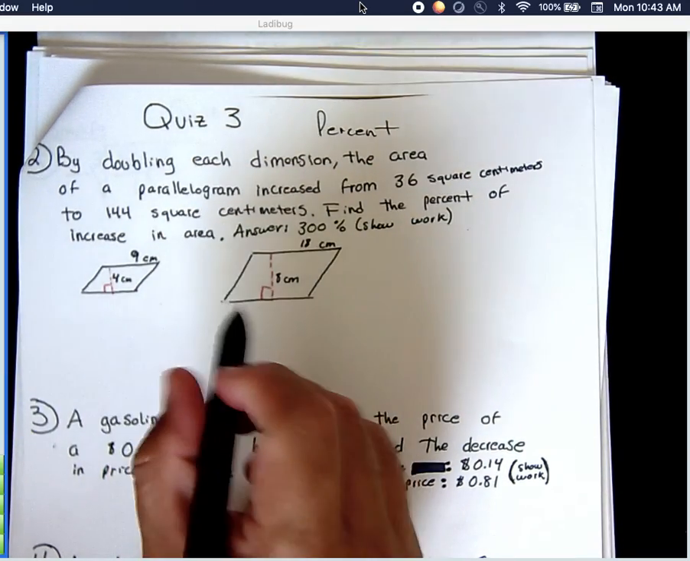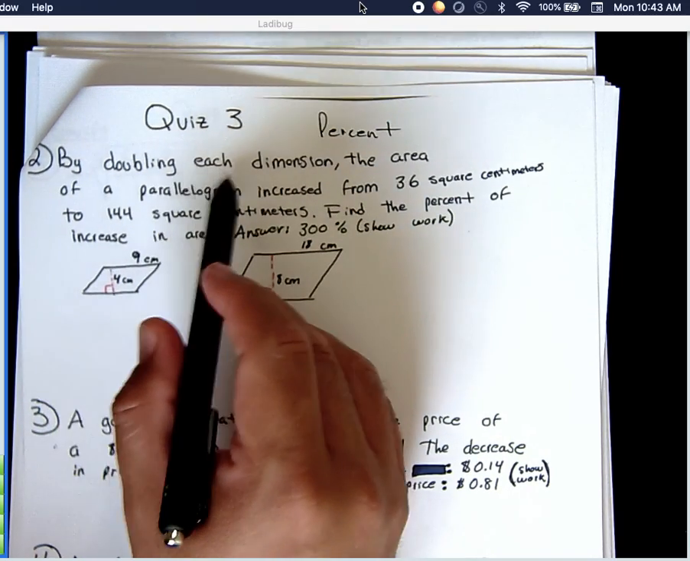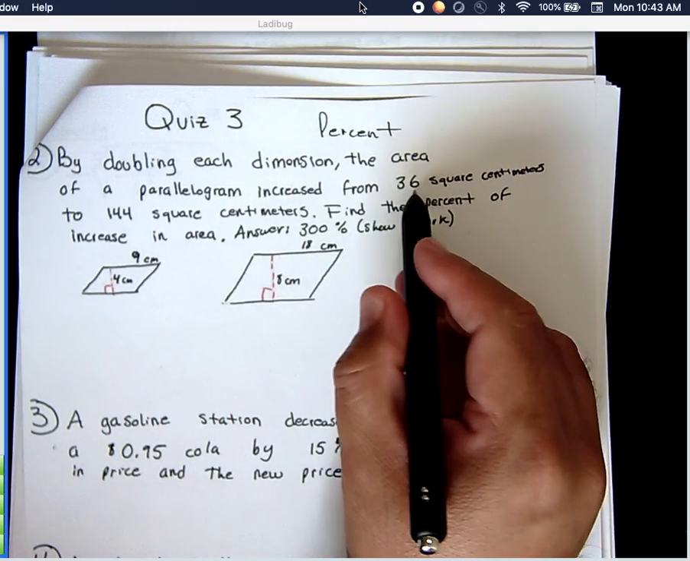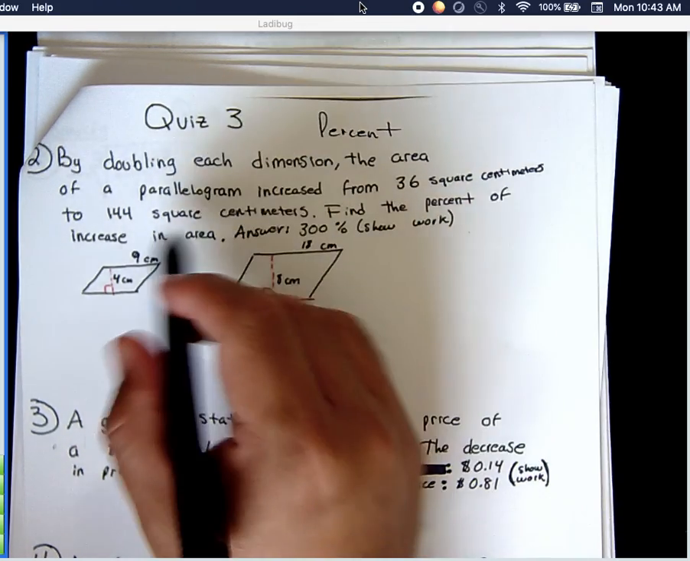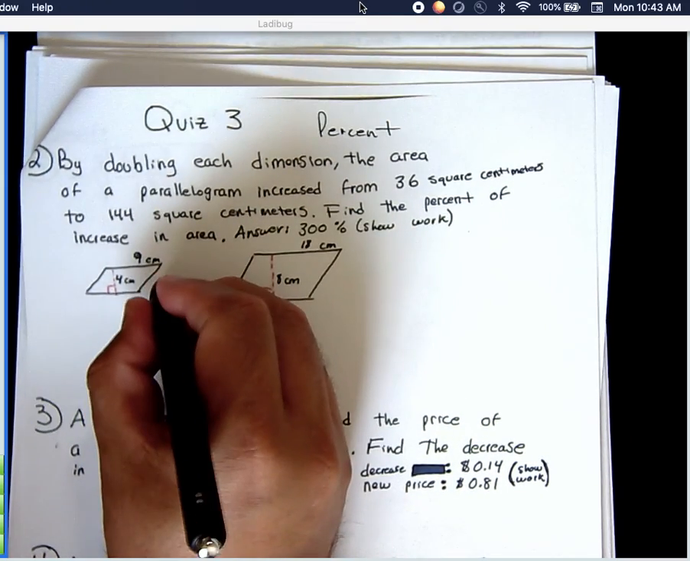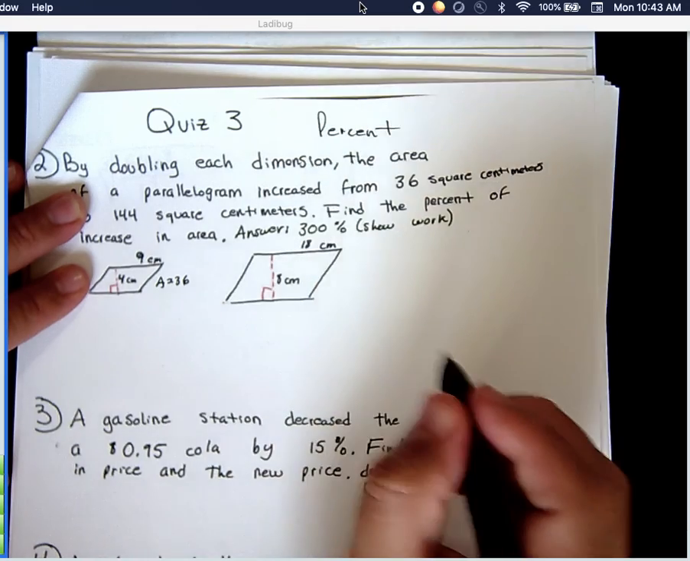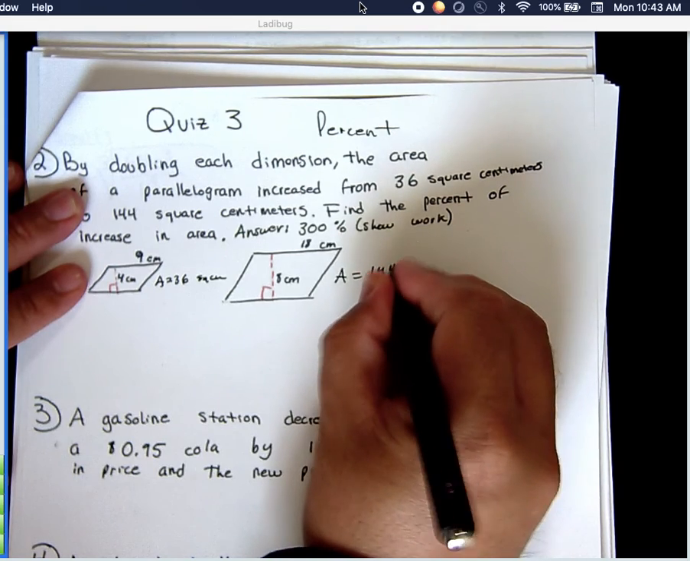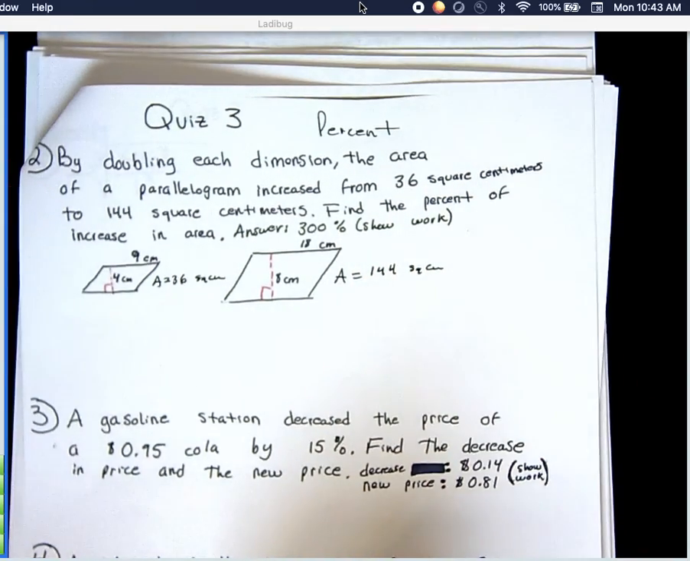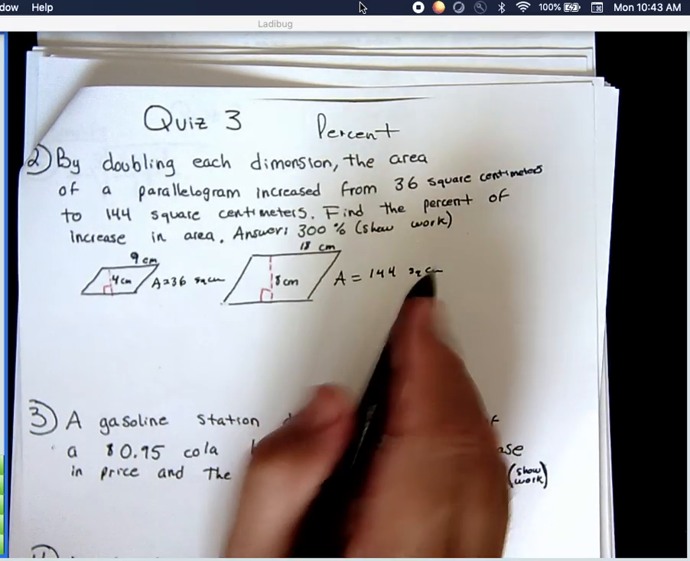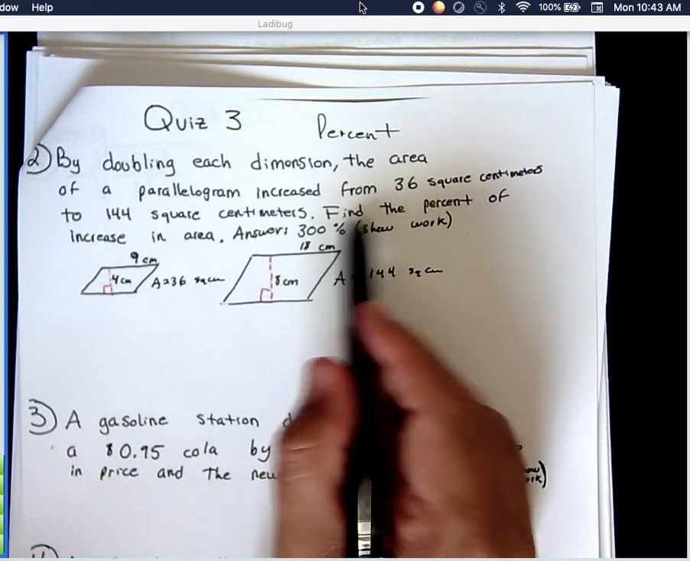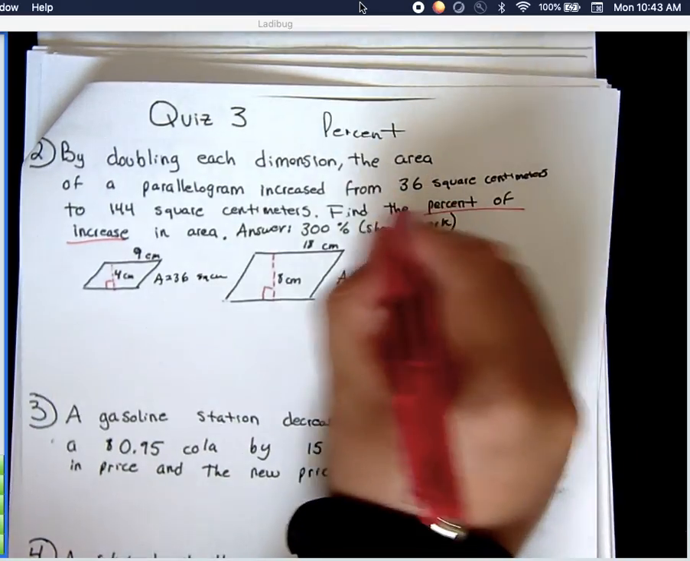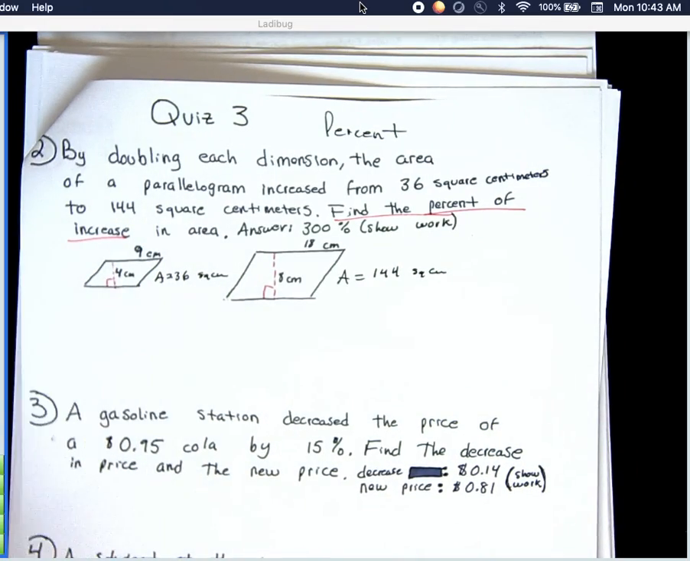Okay, that one's talking about, let's read it. By doubling each dimension, the area of a parallelogram increased from 36 square centimeters to 104 square centimeters. So this is equal to 36 square centimeters. And the area of this is equal to 104 square centimeters. So that's the increase. So what are they asking? Find the percent of increase.